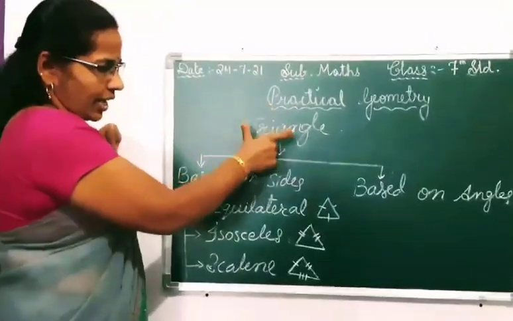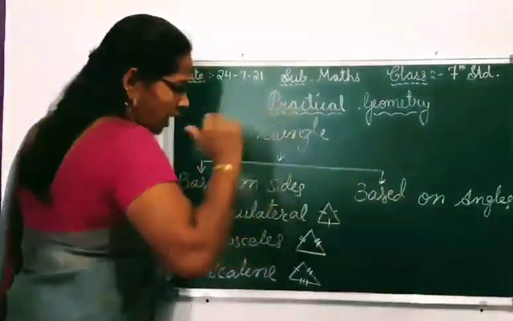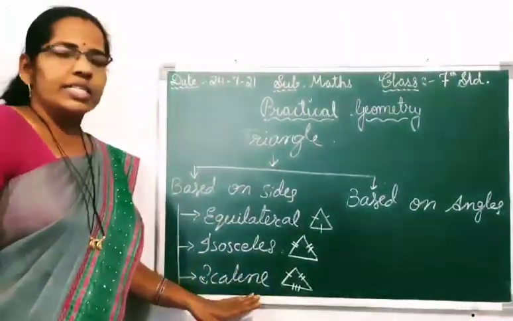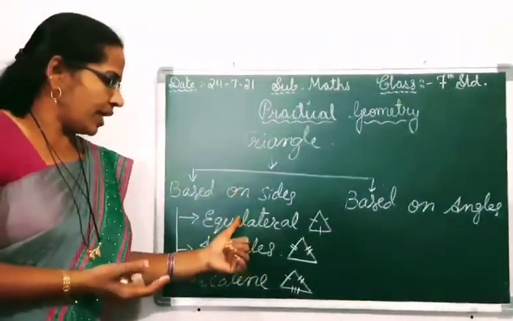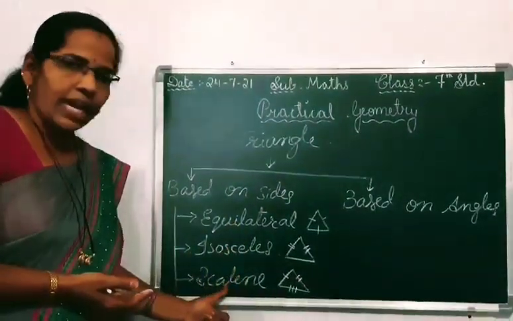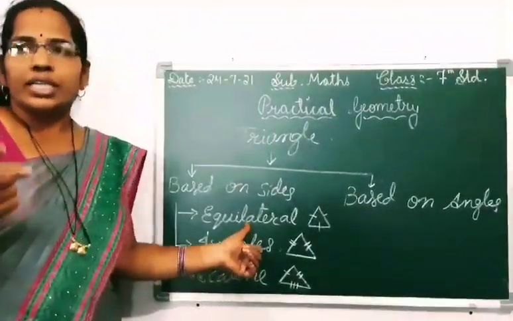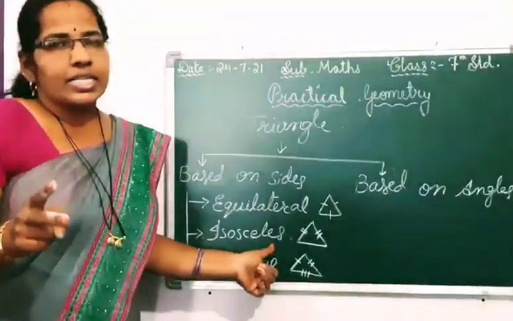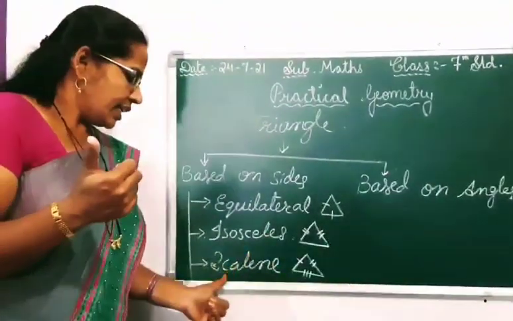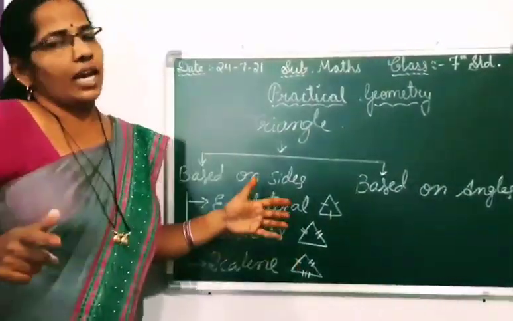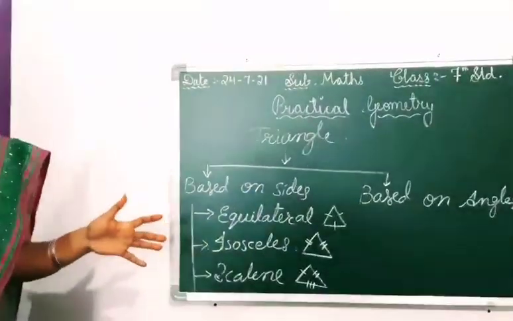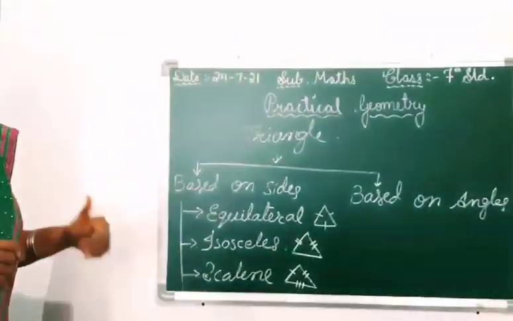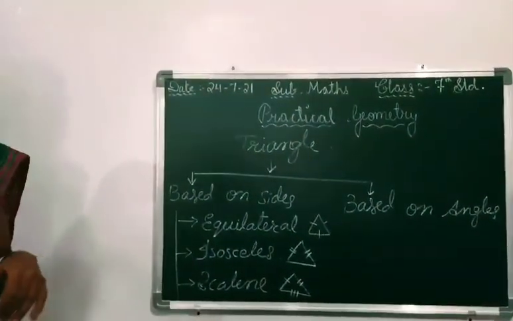Children, triangles are mainly classified into two types. Based on sides, there are three types of triangles. Once again I will explain. Equilateral, isosceles, scalene. Equilateral means all three sides are equal. Isosceles means two sides are the same and one is different. Scalene means the three sides have different measurements. That is known as a scalene triangle. Hope it's clear, children. Next we will move to based on angles.